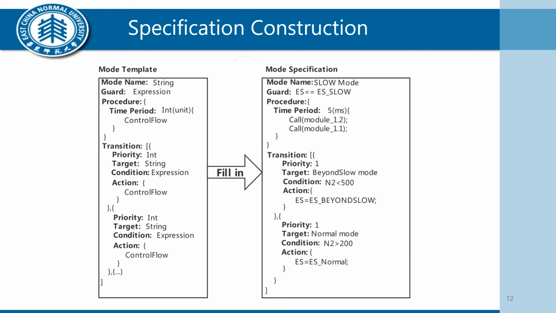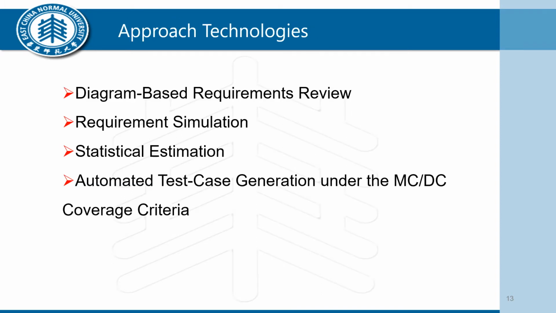The mode specification is the same. The engineer just fills their detailed contents into our mode template, and then they can construct the specification. Once they finish filling in the template, they get the specification. Once we get the formal specification, we have four technical approaches to verify it. The first is the diagram-based requirement review, and then the requirement simulation, statistical estimation, and automated test case generation.